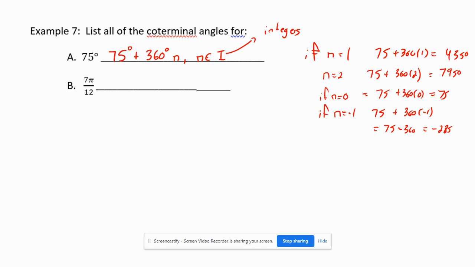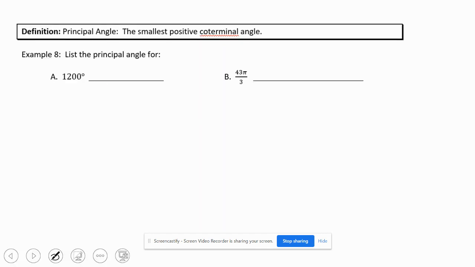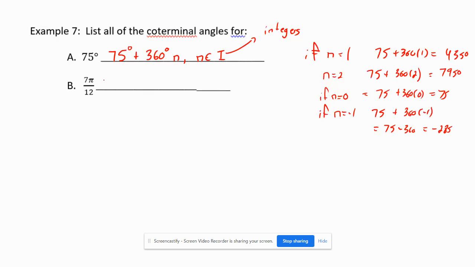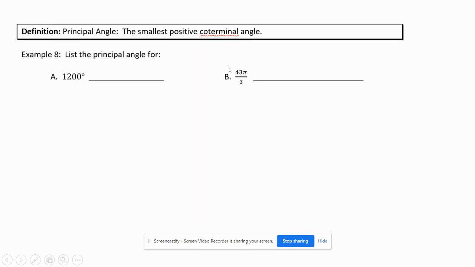7 pi over 12, same idea, except we're going to be in radians. So 7 pi over 12 plus 2 pi n, where n is an integer. Okay, so this is going to add all of the multiples of 2 pi onto 7 pi over 12, and this is going to give us all of the coterminal angles.